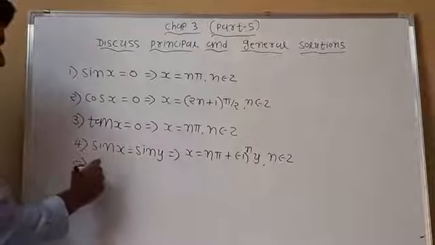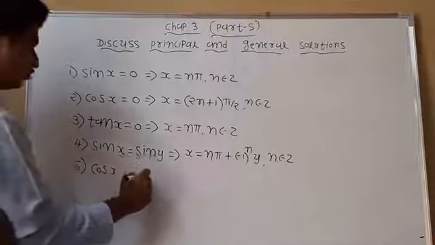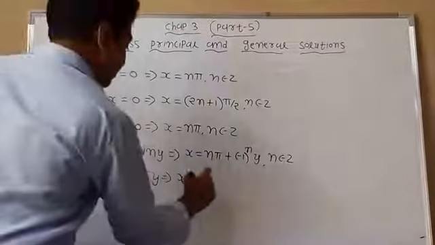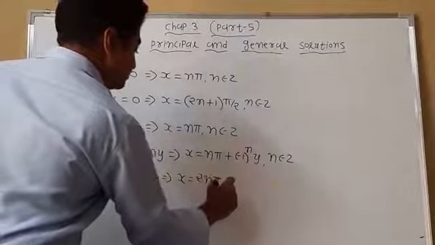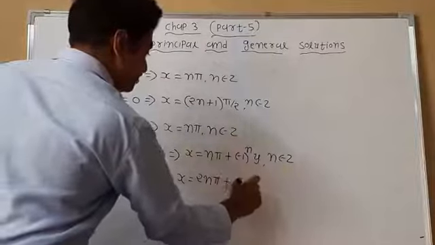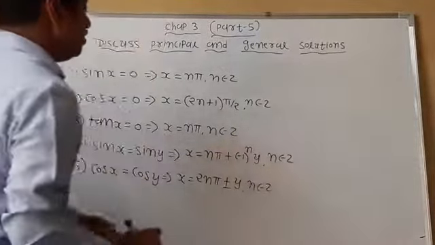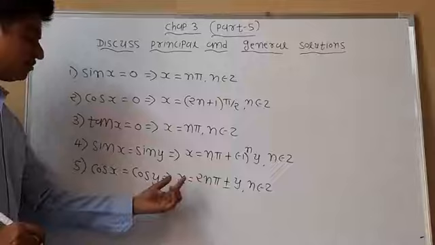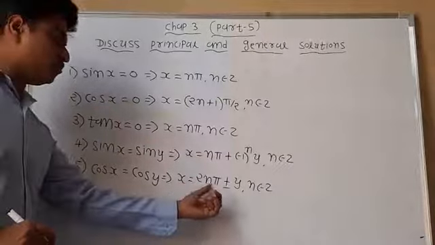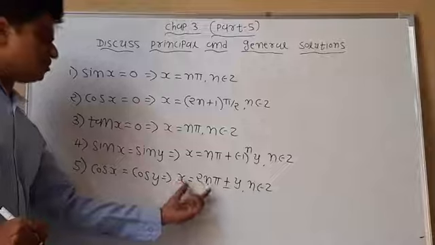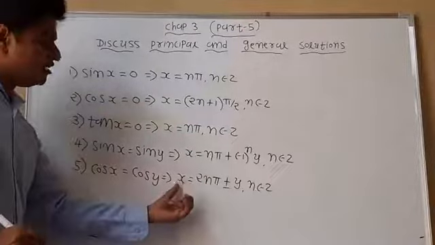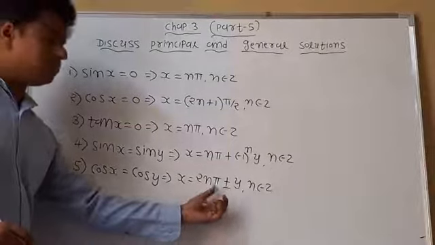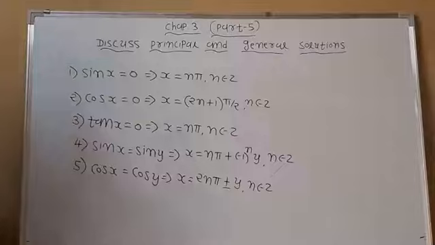Fifth result: cos x is equal to cos y implies x is equal to 2n pi plus minus y, n belongs to Z. In some books the result is given as x is equal to 2n pi plus y, and in some books as x is equal to 2n pi plus minus y. Both results are valid, but you apply this result: cos x is equal to cos y implies x is equal to 2n pi plus minus y, n belongs to Z.